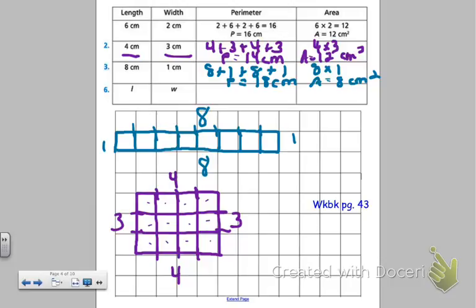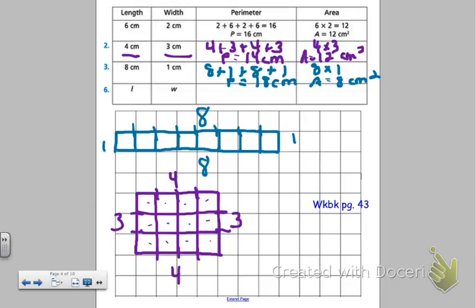Now we're going to skip down to number 6. Number 6 is just giving you L and W for length and width. That's because they don't want you to show how you would solve or find the perimeter or area of a specific rectangle. This is going to be for any rectangle that you come across. You're going to write a formula that you can use for any rectangle.